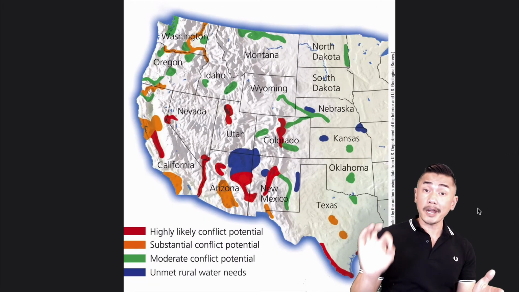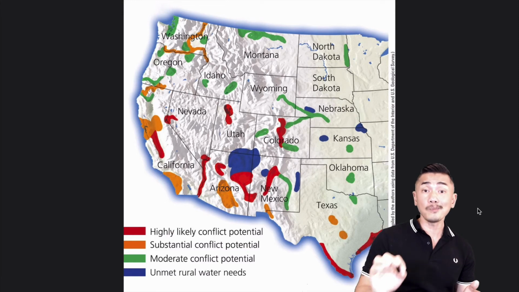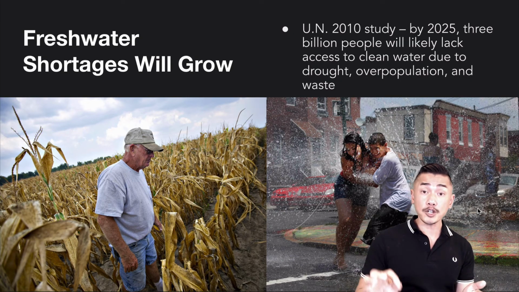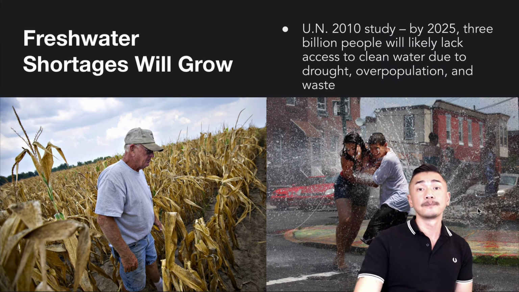This map shows areas in the western United States with water conflict potential and rural areas with unmet water needs. It is feared that freshwater shortages will only grow in the future. A 2010 United Nations report found that by 2025, about 3 billion people around the world will lack access to clean water because of things like drought, overpopulation, and water waste.